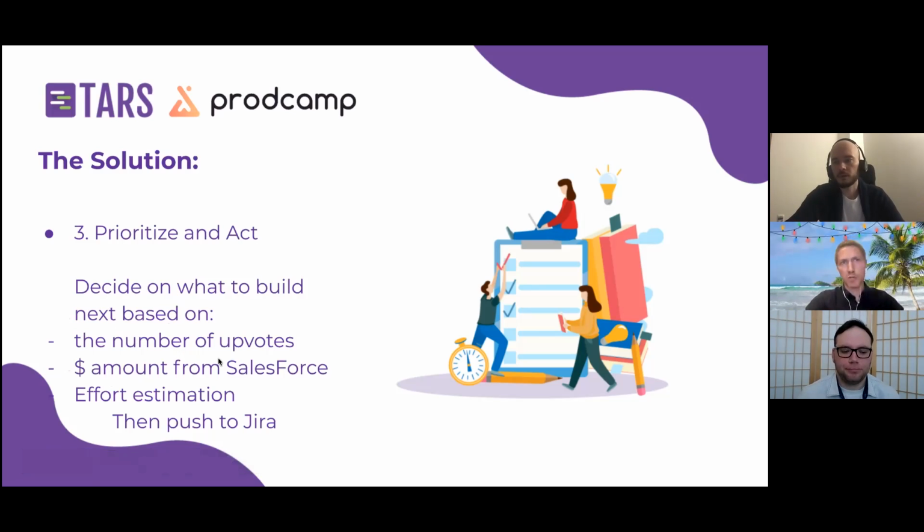So dollar estimation from Salesforce, and number of upvotes and effort estimation, of course. How long will it take you to ship a certain improvement? And once you collect all that, once you prioritize all that, you can push it to Jira and pass the ball to the dev team.